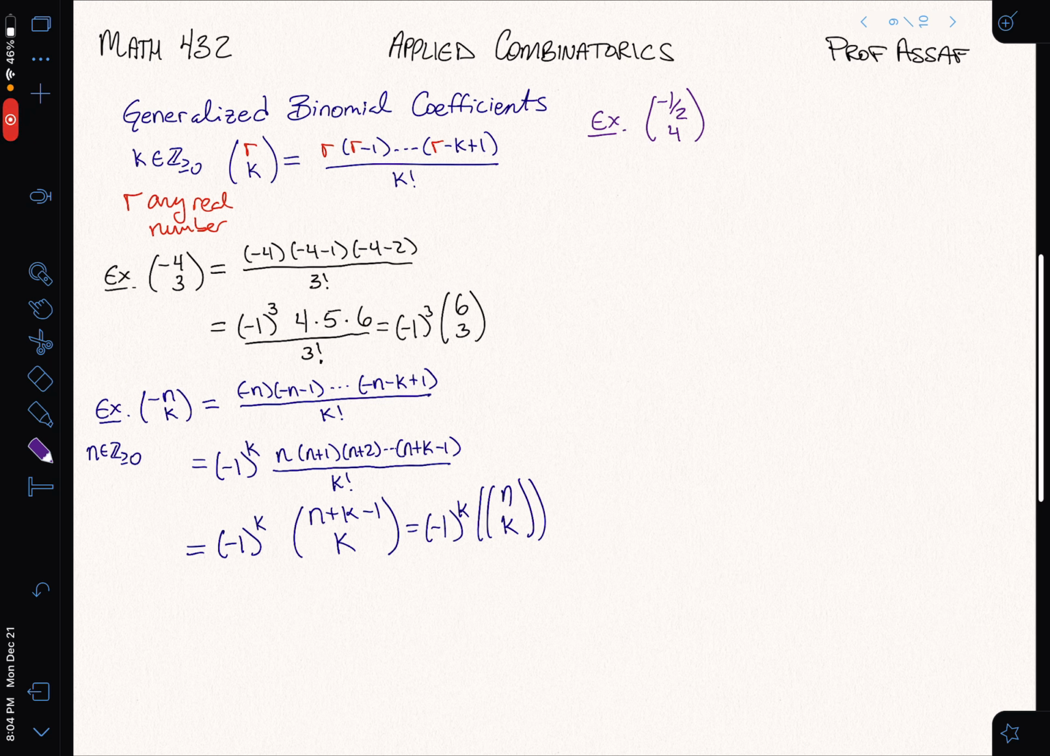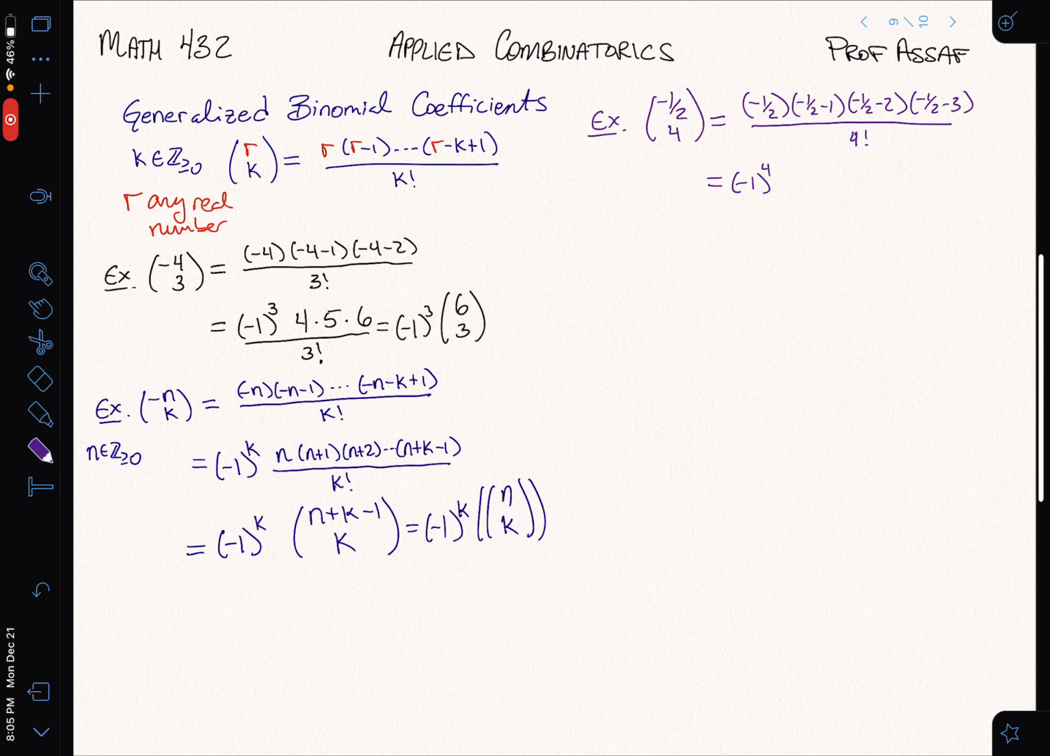So let's do it. Again, I'm just going to write out what the formula is. -1/2, then -1/2 minus 1, -1/2 minus 2, -1/2 minus 3. There's my numerator, and I divide by 4 factorial. I'm just going to start doing the same simplification I did before with my negative numbers. So I'm going to pull out my negative signs. There are 4 of them, so I get -1 to the 4.